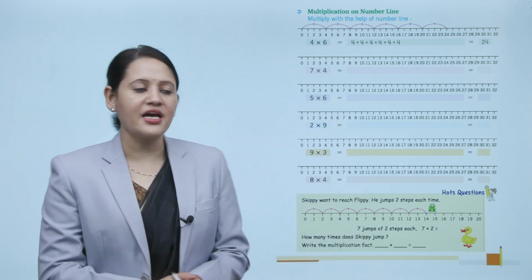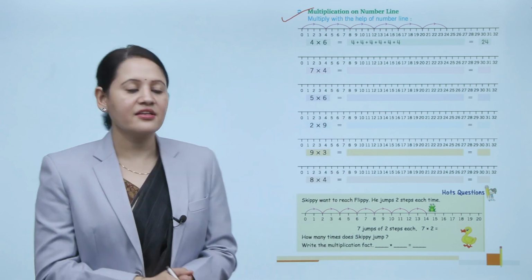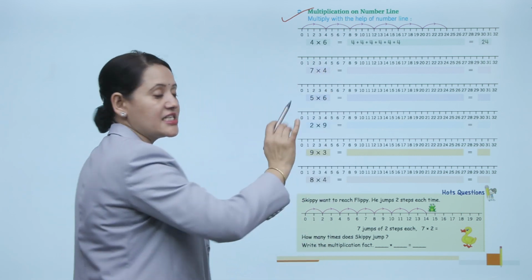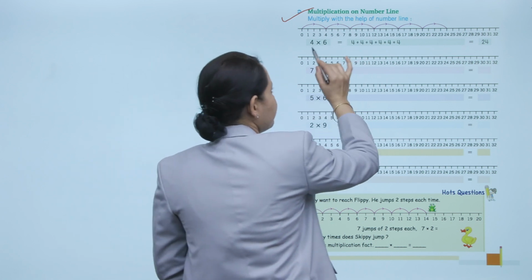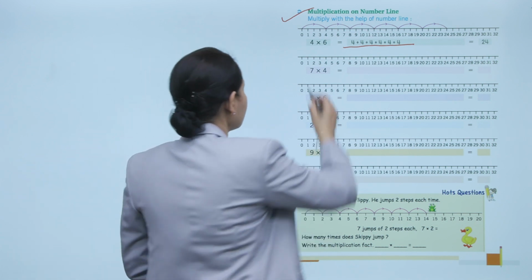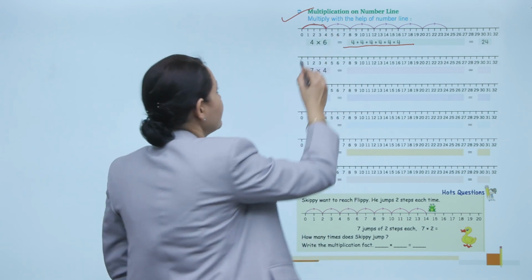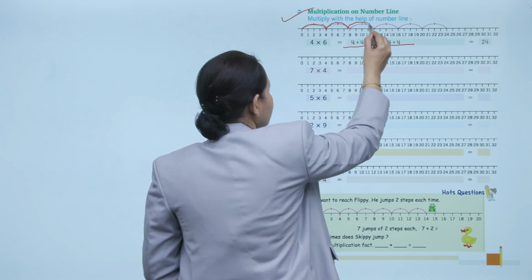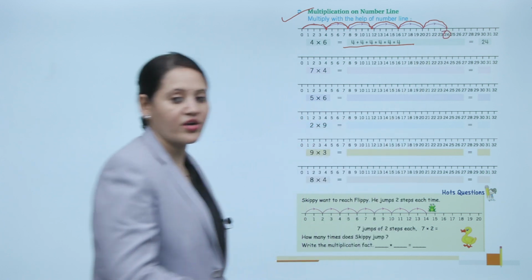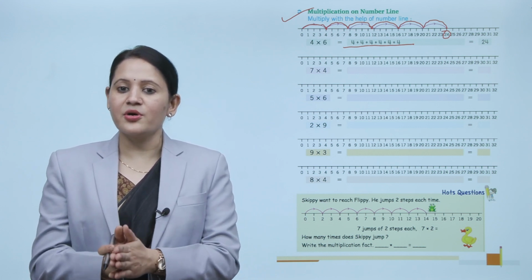Next, multiplication on number line. Multiply with the help of number line. Here we have to multiply 4 and 6. That means 4 is added 6 times, because we know multiplication is same as repeated addition. So from 0 we'll go to 4. So we have to add 4 6 times. 1 time, 2, 3, 4, 5, 6, that is number 24. So 4 into 6 is equal to 24. This way we will multiply the numbers on number lines.